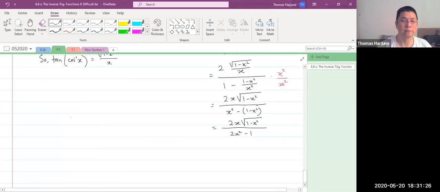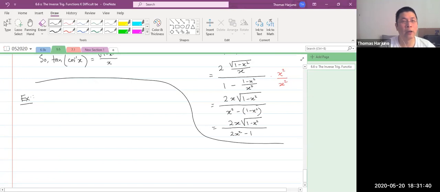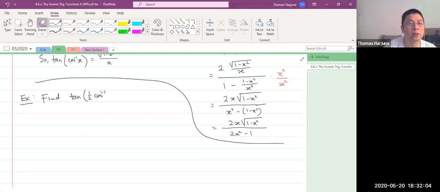Okay, your turn. At first, the following question may look quite hard, but I hope you know how to analyze this. Find the value of, let's say, tangent of 1/2 of sine inverse of x.